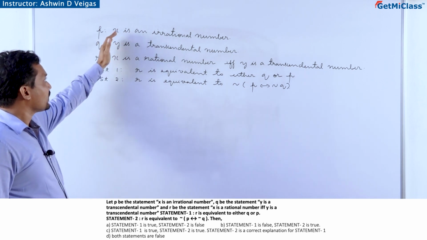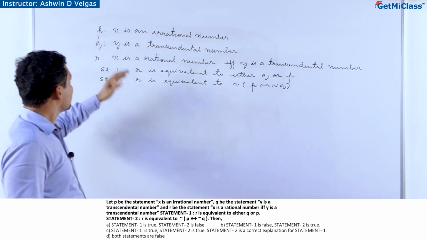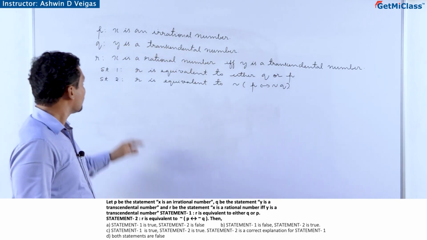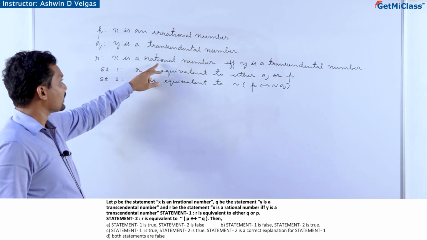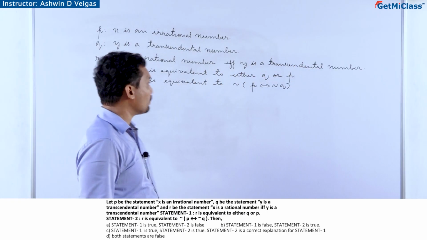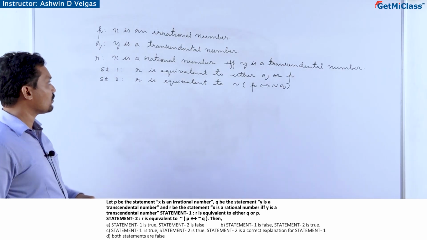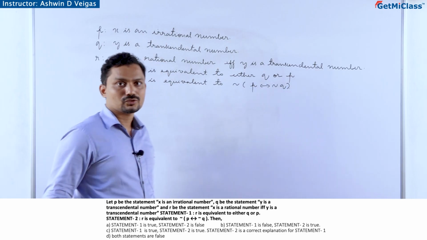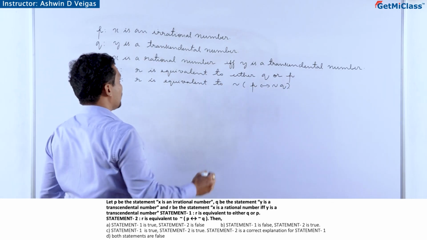Statement P is given as x is an irrational number, statement Q is given as y is a transcendental number, and R is given as x is a rational number if and only if y is a transcendental number. So, statement 1: R is equivalent to either Q or P. Now we will try to write this statement.